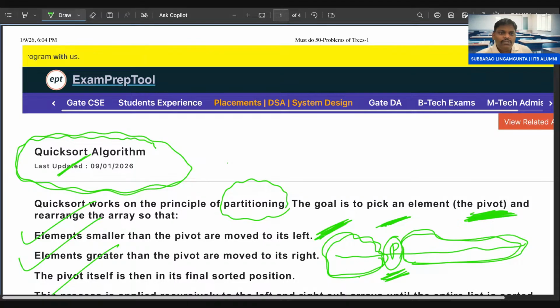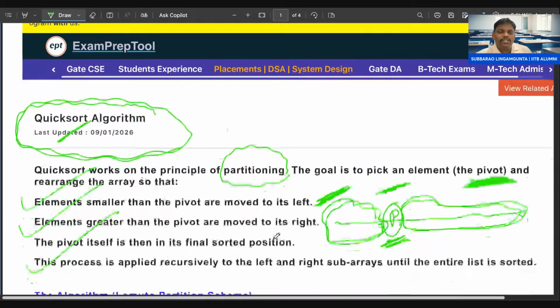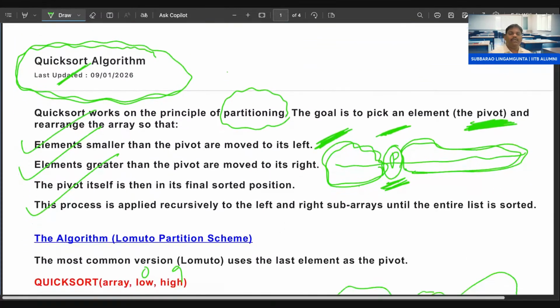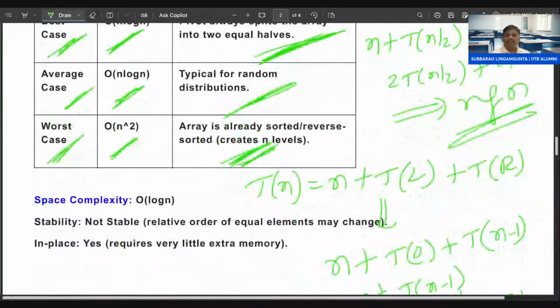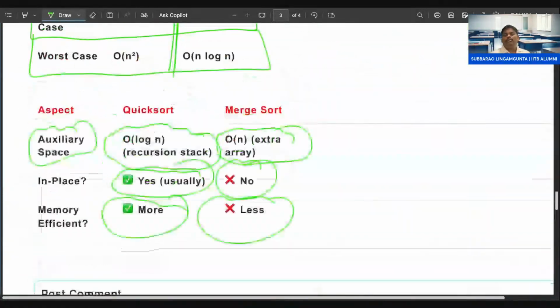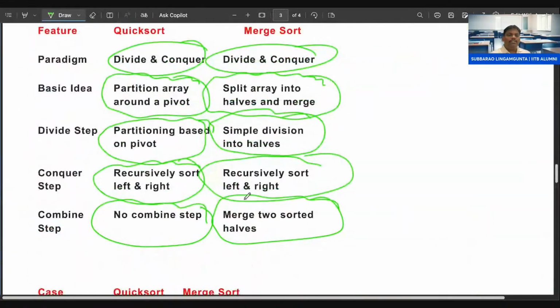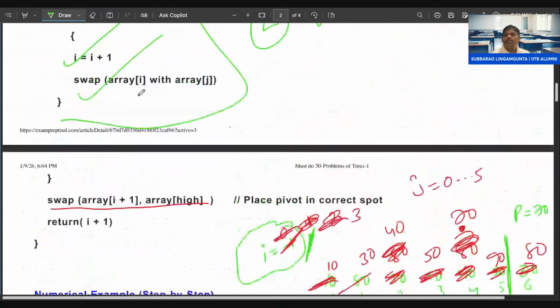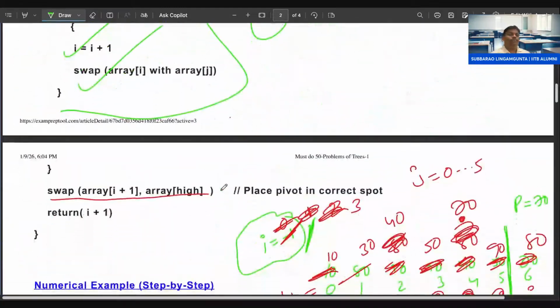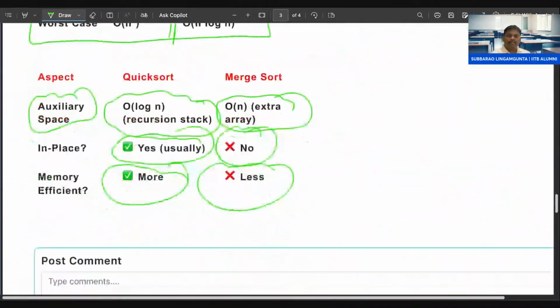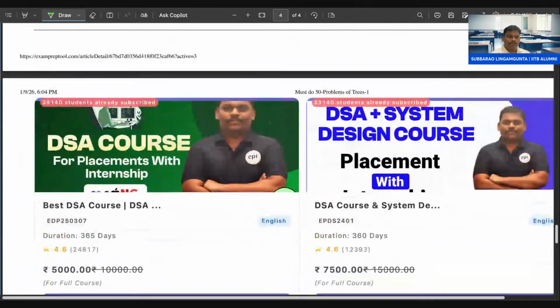Today we discussed quick sort. I already explained it clearly. Remember, there are many partition algorithms. You can go ahead with whatever partition algorithm you like. In the last class, I explained merge sort. Here I explained quick sort.